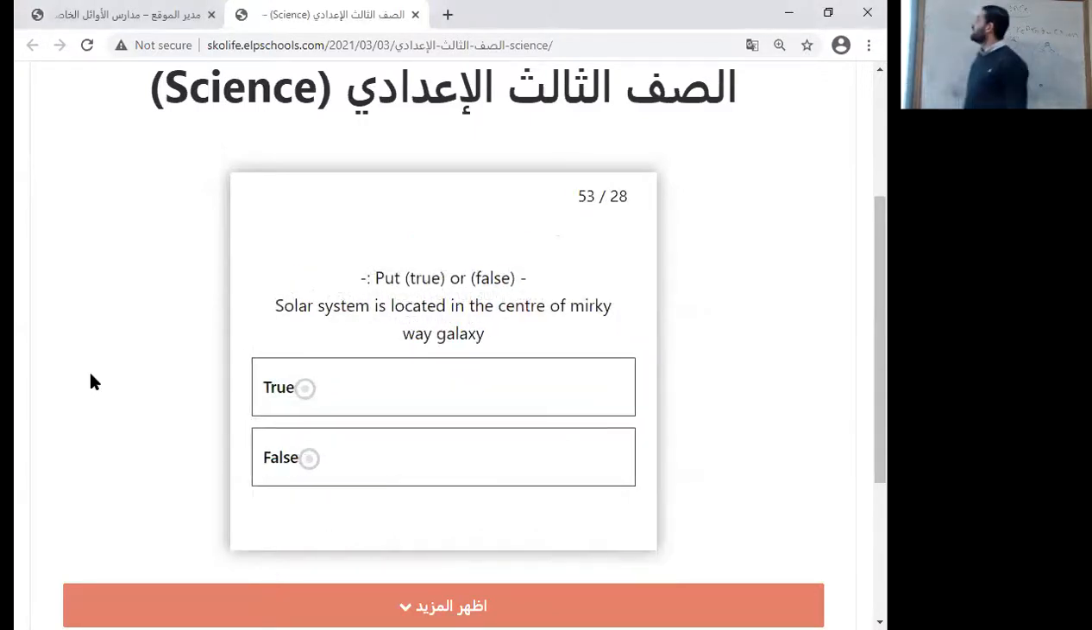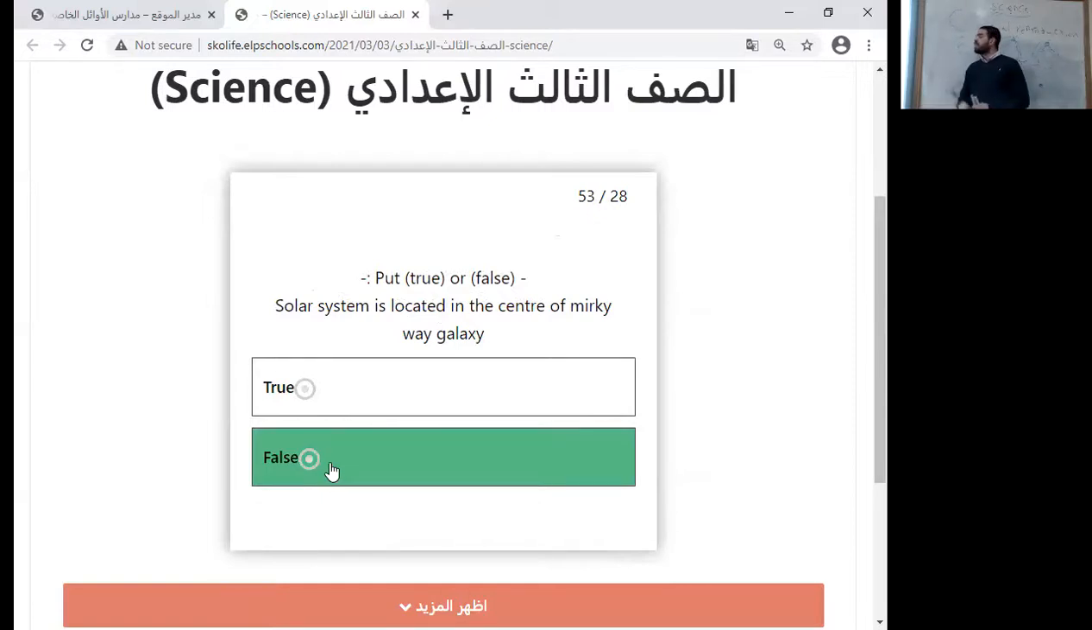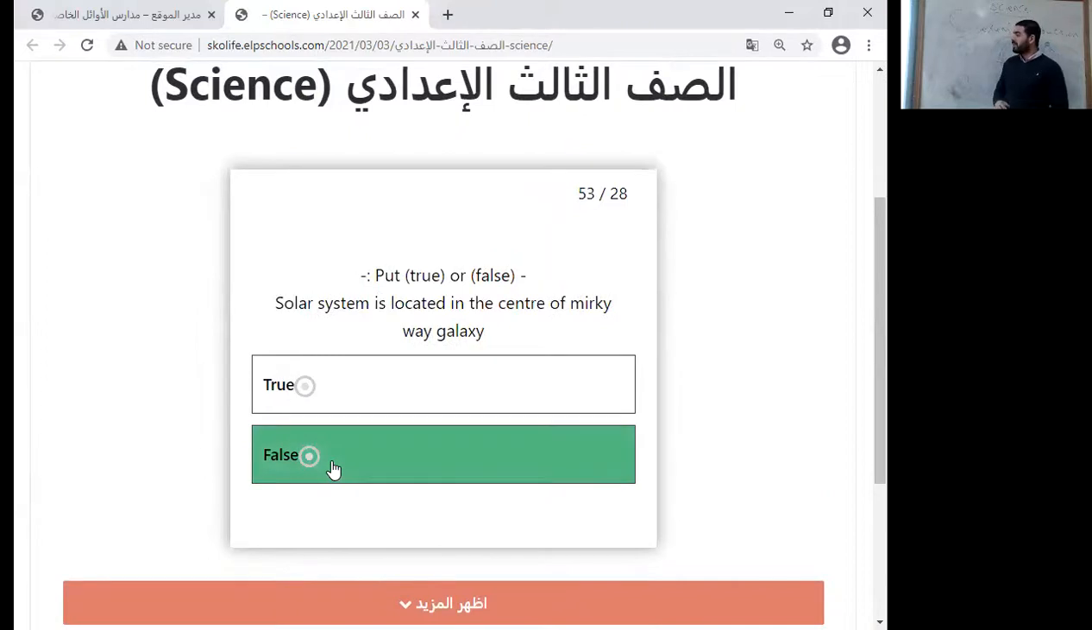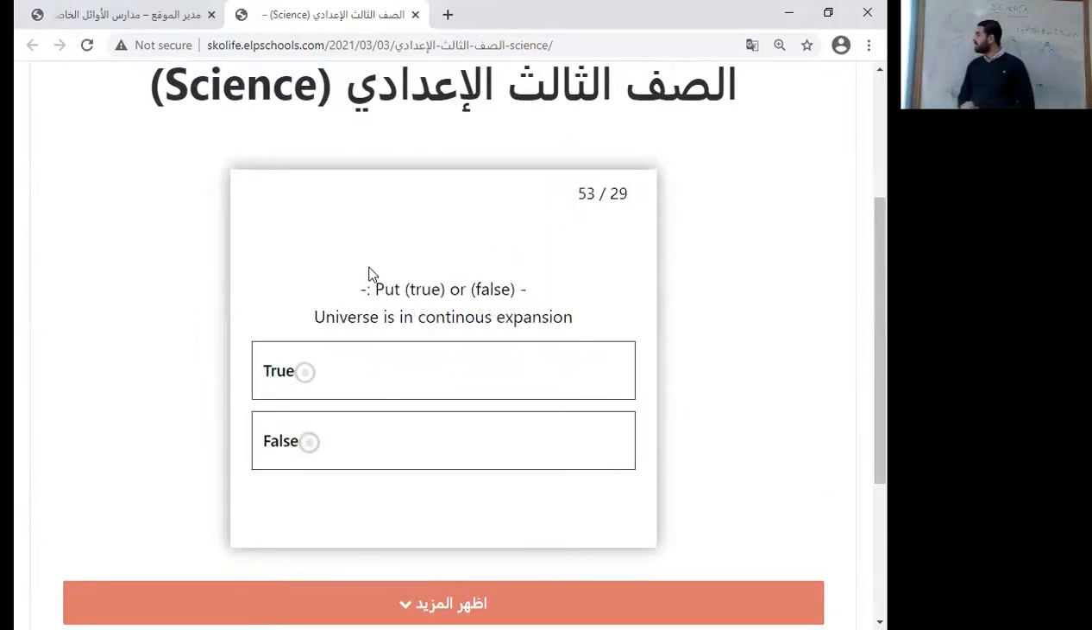Yes. The solar system is located in the center of the Milky Way galaxy. The answer is false. It is not located in the center. It is located on one of the spiral arms of the Milky Way galaxy. So the answer is false.